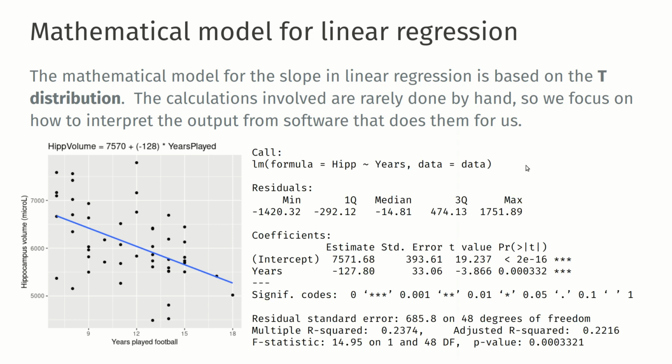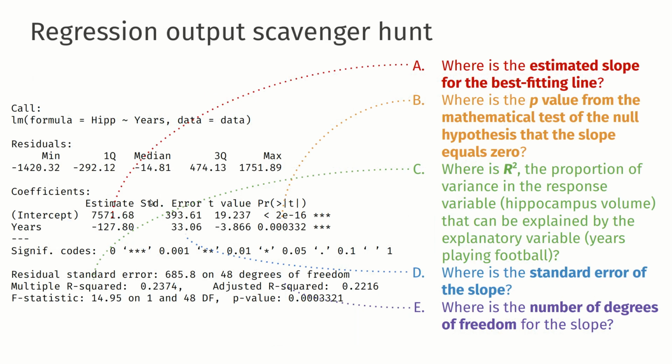So this is one example from the statistical software package R of what we would get by telling R to find the best fitting line describing the relationship between years played and hippocampus volume. And you'll notice that there's a bunch of stuff going on here, of course, but you'll see some maybe familiar looking things here in this very computery looking table. So here, let me pull out some of those things for us.